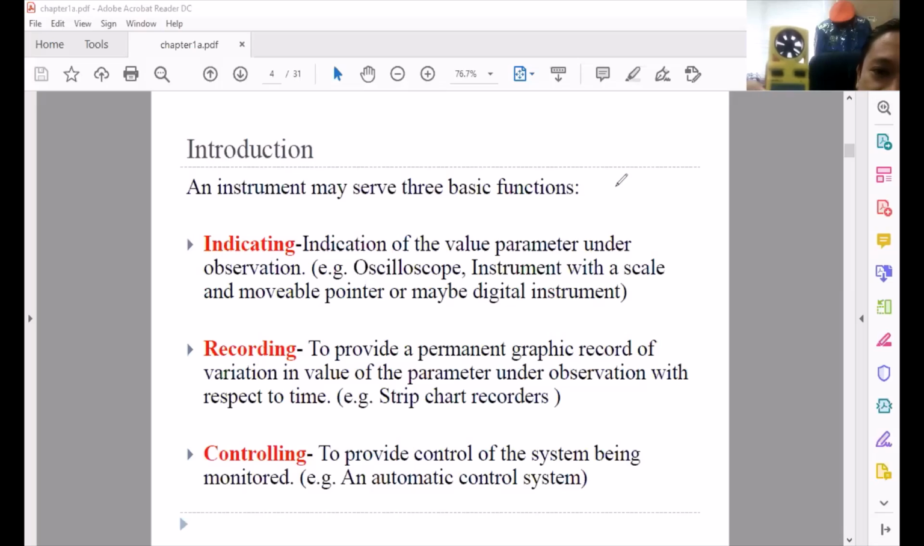Maybe some instruments can do the measurement and also the recording, for example our digital oscilloscope. We can do the measurement and also record the output value with respect to time. So these are the three basic functions for the instrument: indicating, recording and controlling.